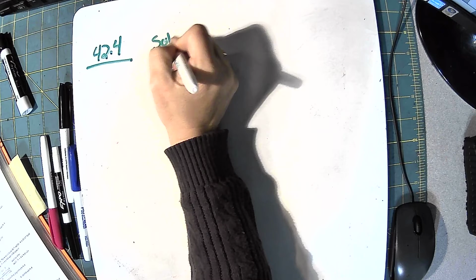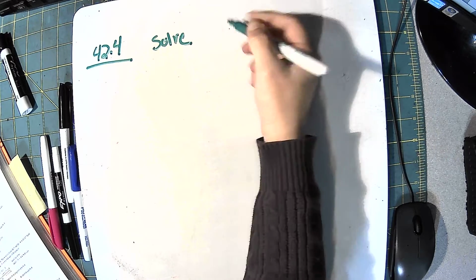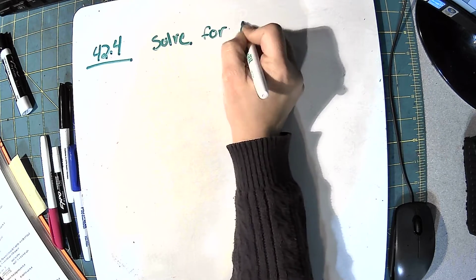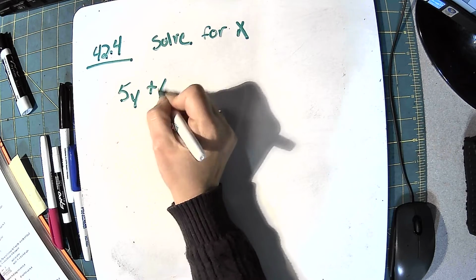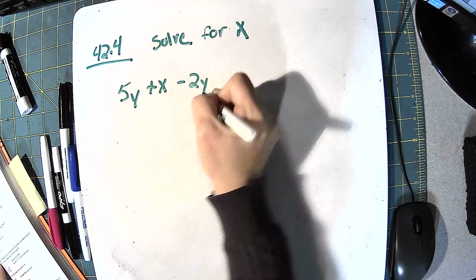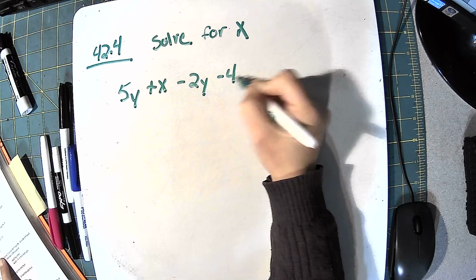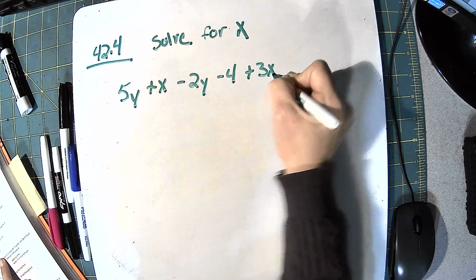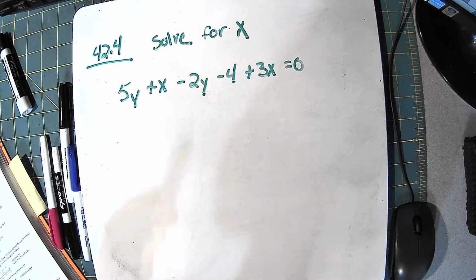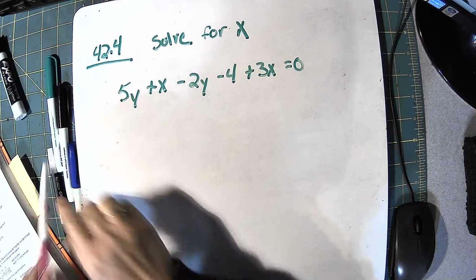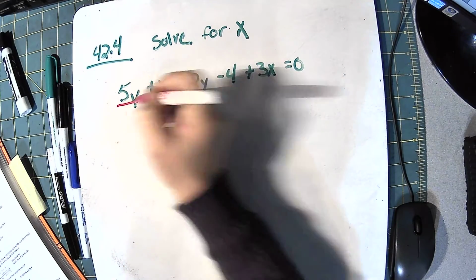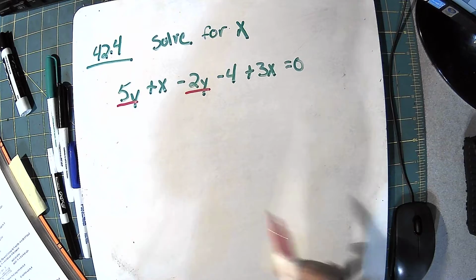We're going to solve for x. All right, so I got 5y plus x minus 2y minus 4 plus 3x equals 0. The first thing I can do on this one, which I didn't have to do in the other ones, is add like terms. So that and that are like terms, and I can put those together.